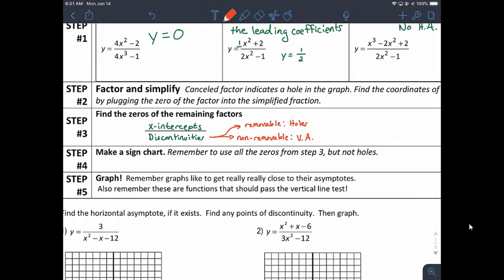Step 4, this is new for this lesson, and I'll explain how to do it whenever we're going over an example, but you're going to create a sign chart. In step 5, you're going to take all this information that you have figured out so far, and you're going to graph it all. All right.